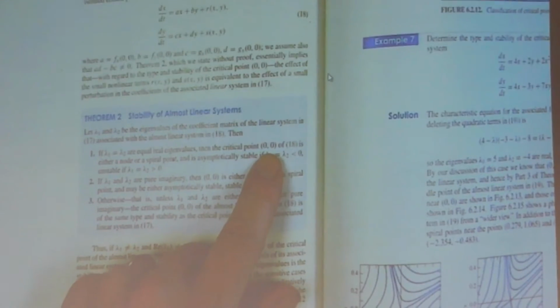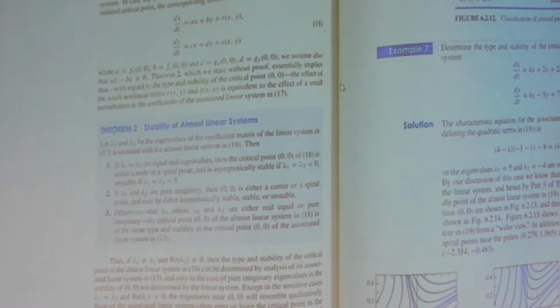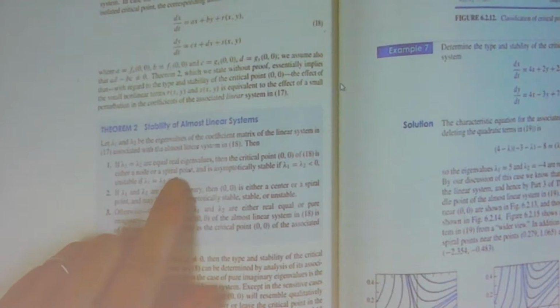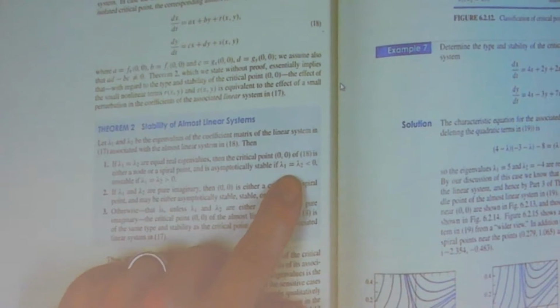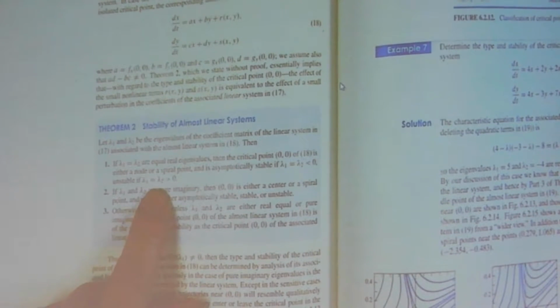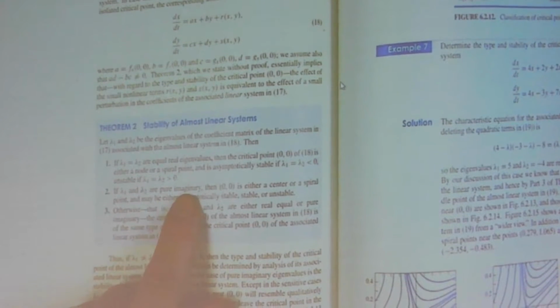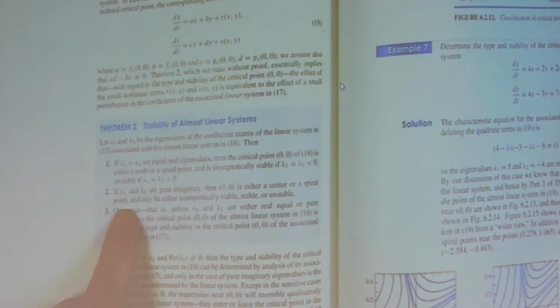Then the critical point 0, 0 is either a node or a spiral point. You can't determine exactly which one. So that's what we would call bifurcation. Small errors could send it one way or the other. Okay. So a node or a spiral point is asymptotically stable if they're both less than 0, unstable if they're both greater than 0. Now this is the other sensitive case. If the two eigenvalues are pure imaginary, then it's either a center or a spiral, but you're not able to tell exactly. Okay, those are the two sensitive cases.